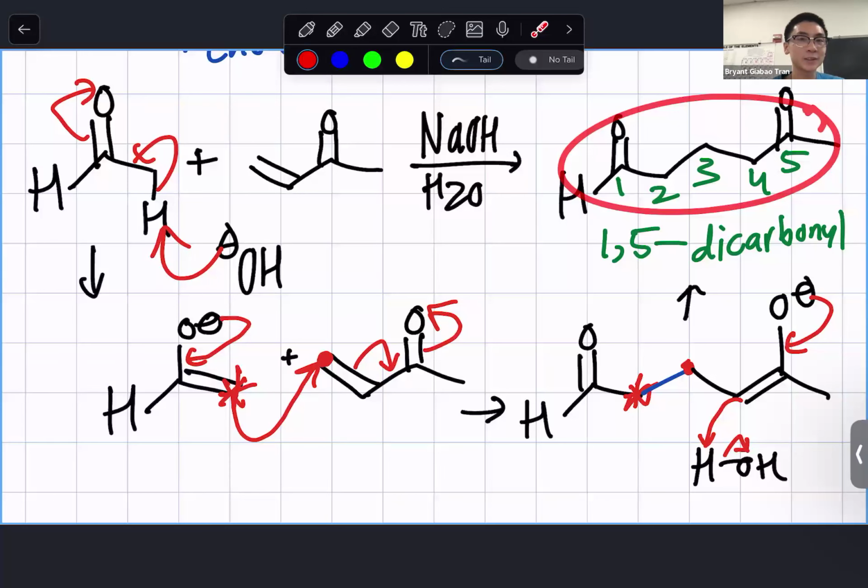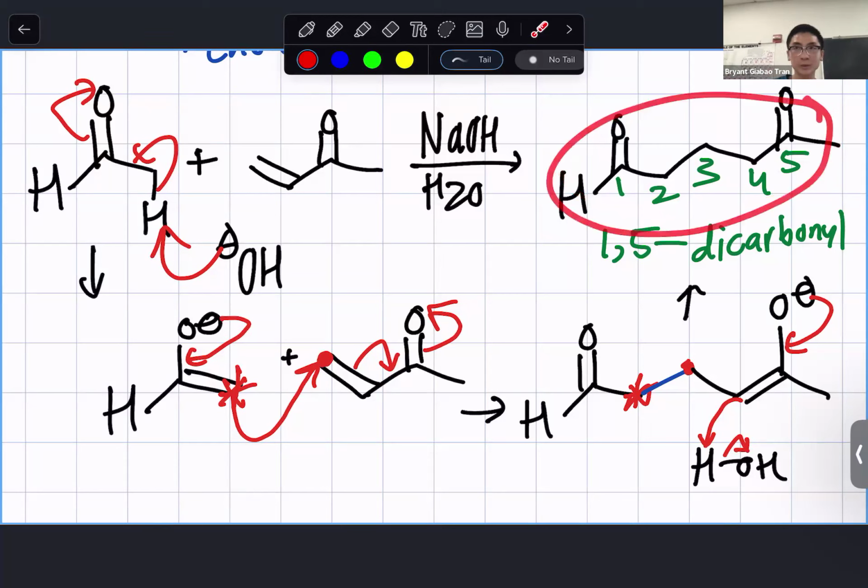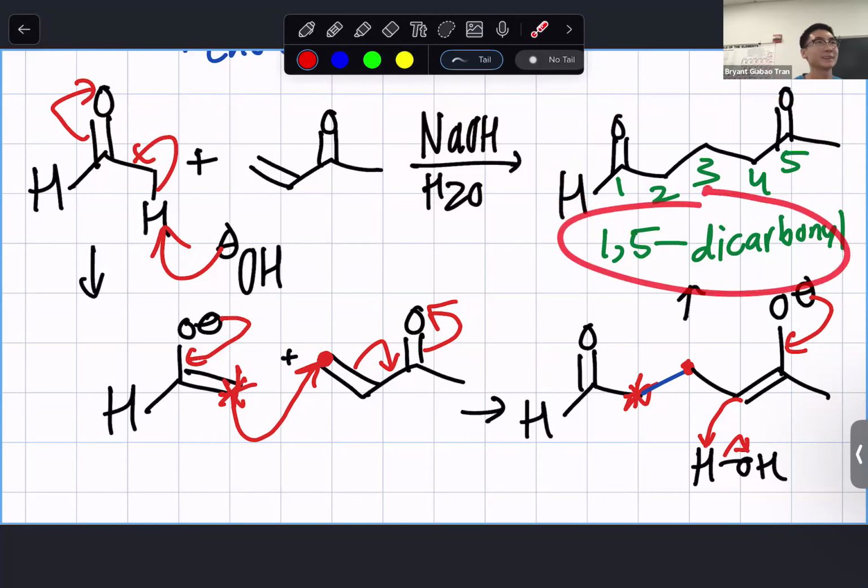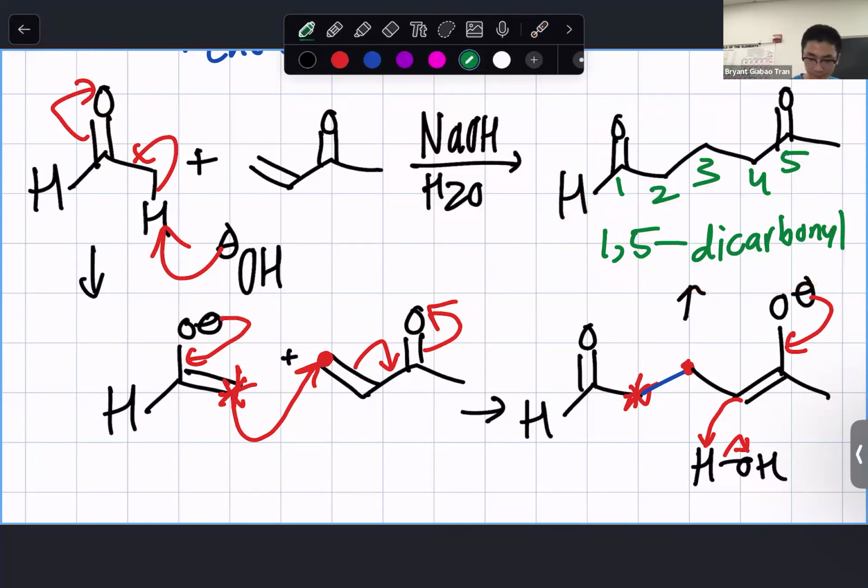We could do intramolecular aldol condensation from this point if we have a longer chain, which leads to the Robinson annulation reaction. But Michael addition is just part of that, which will get this 1,5 dicarbonyl intermediate, and then we could do intramolecular aldol to get to the Robinson annulation product. But Michael addition by itself will always form this 1,5 dicarbonyl here. Right. That's Michael addition.